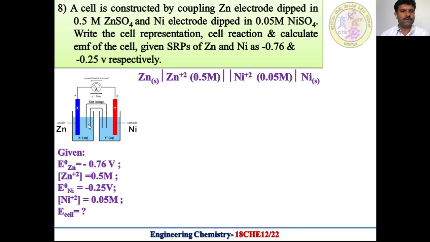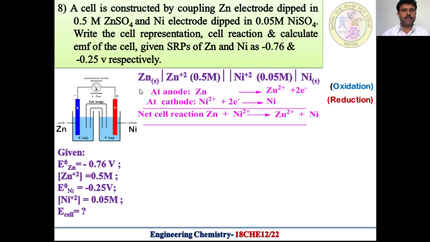So the cell representation: the zinc is in contact with Zn2+ solution of 0.5 molar, salt bridge, and then Ni2+ ions of 0.05 molar in contact with nickel. The electrode and cell reactions: at anode, because zinc behaves as anode, it undergoes oxidation and releases 2 electrons. At cathode, Ni2+ ions react with electrons and become neutral nickel. Net cell reaction: Zn + Ni2+ gives Zn2+ + Ni.